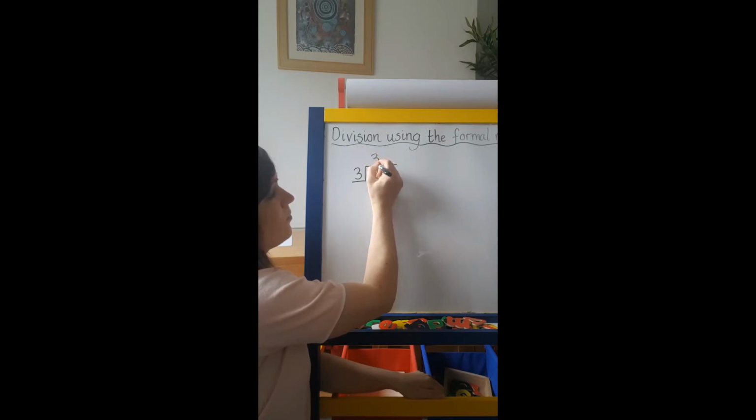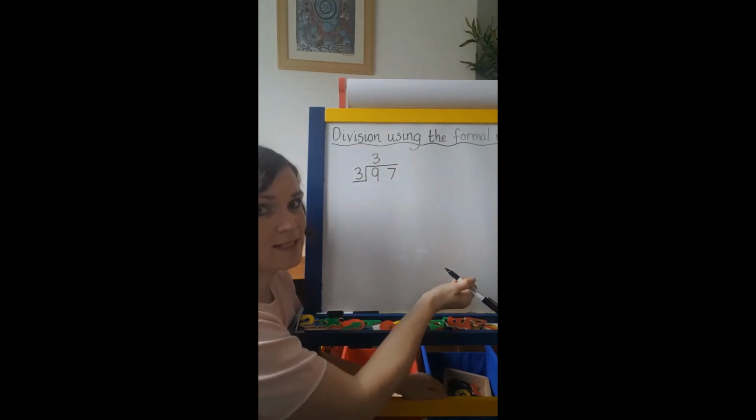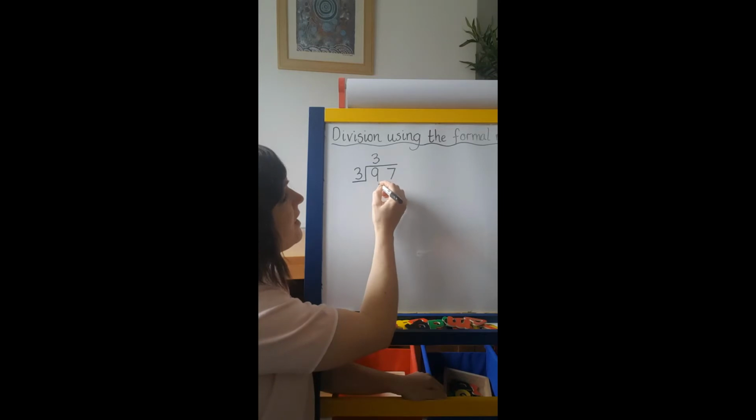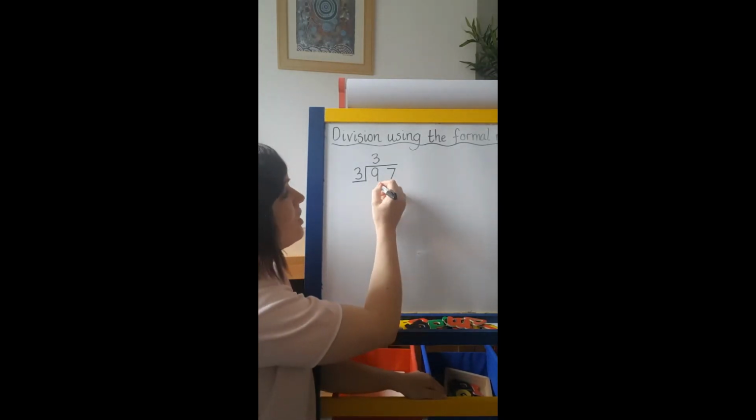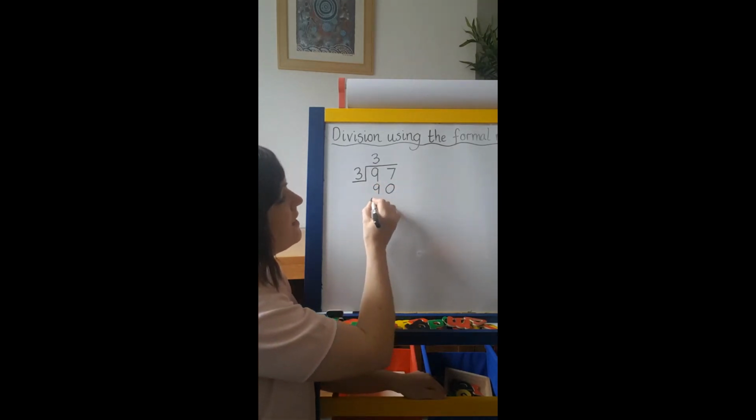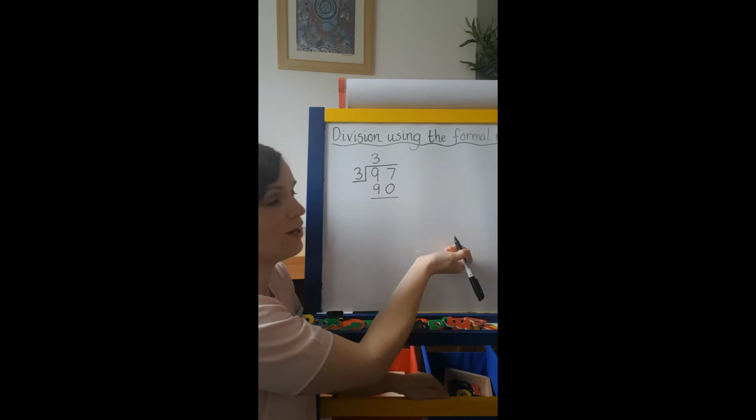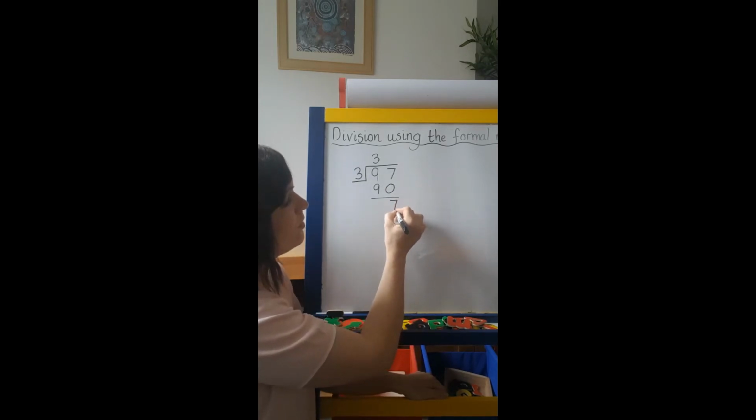3 times 3 is 9. Now, you're then taking that away, but remember, it's not just 9, it is 9 tenths, so it is actually 90. And you're going to take that whole 90 away, and you're left with 7.